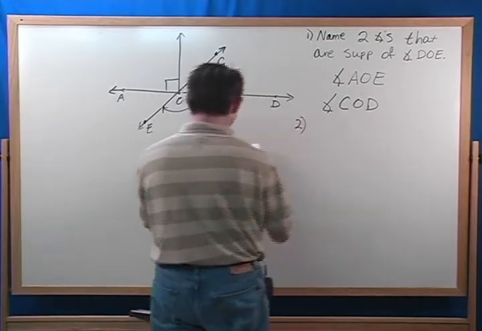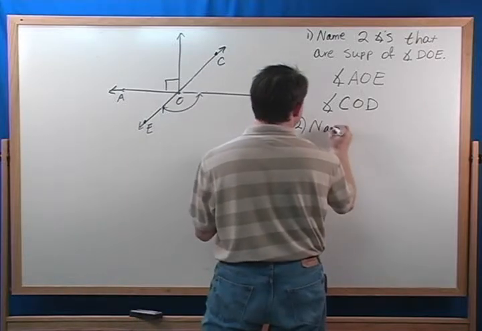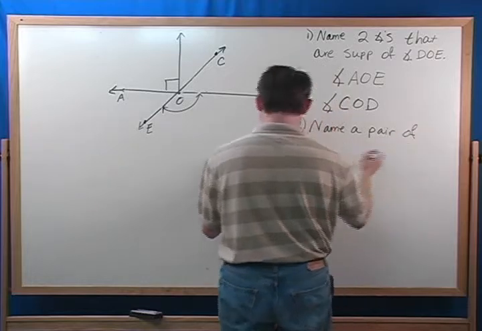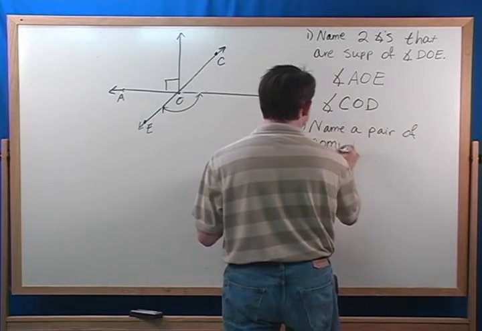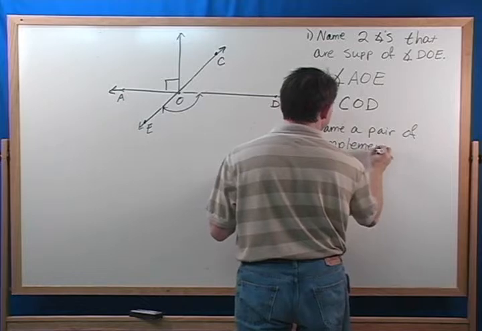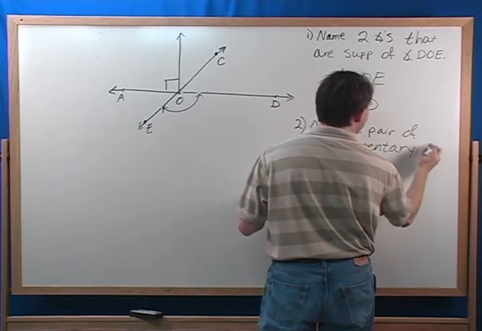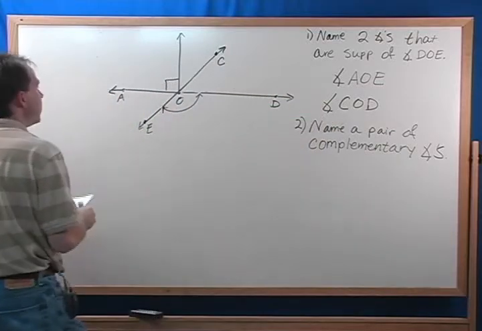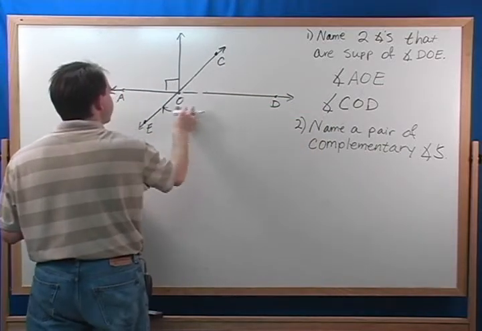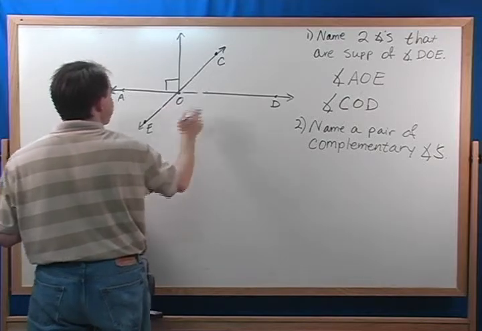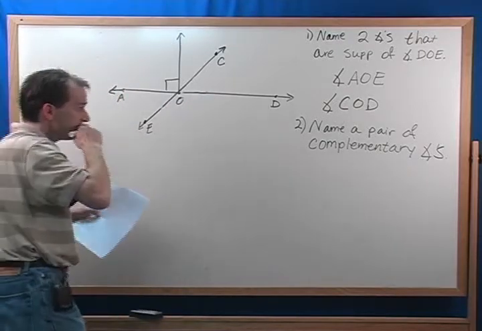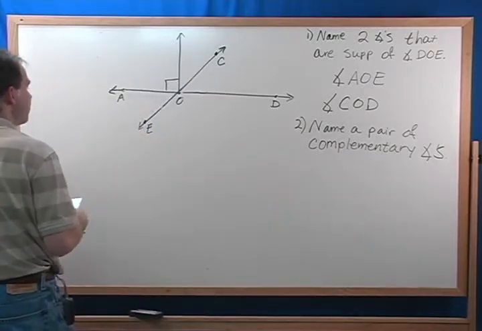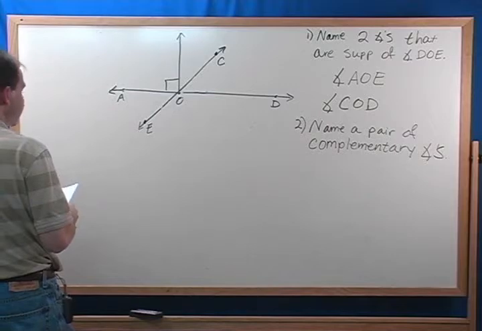So let's also do something else. Name a pair of complementary angles. Now let me erase this real quick. What does complementary mean? Well, supplementary means you add up to 180 degrees. Complementary means you add up to 90 degrees. We talked about that before. So name a pair of complementary angles. They just have to add up to 90 degrees.